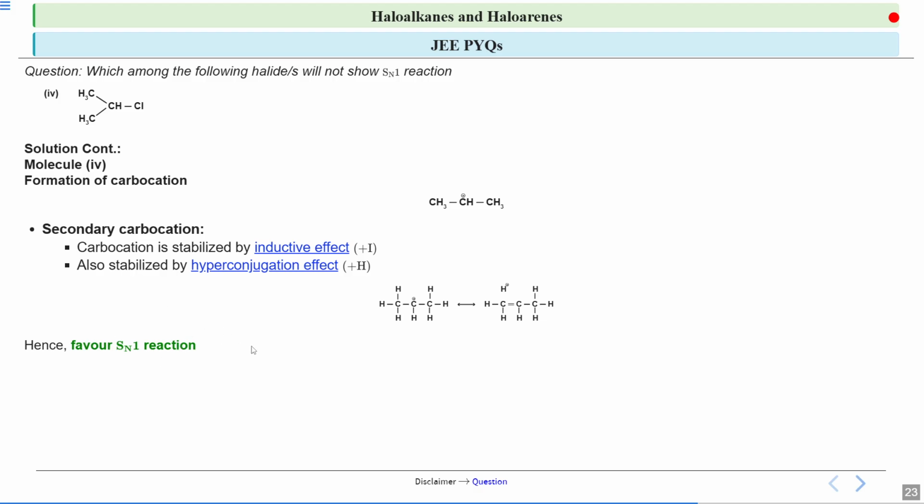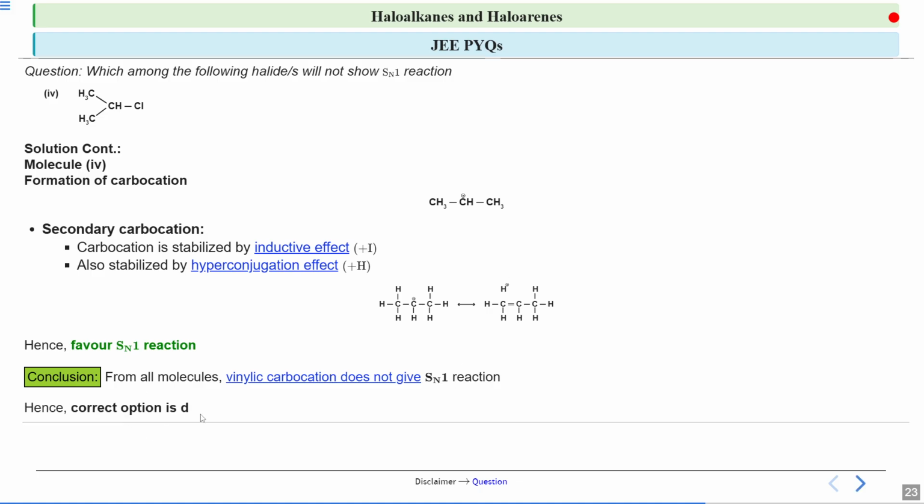So the conclusion is: the question asked which of the following halides will not show the SN1 reaction. From all the molecules, the vinylic carbocation molecule is the only one which does not give the SN1 reaction. Hence, your correct option is option D.